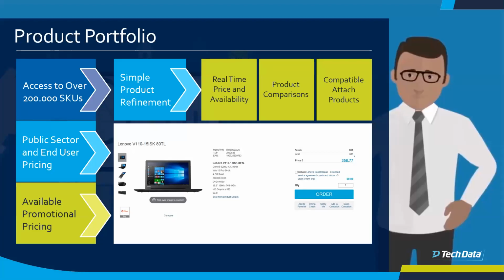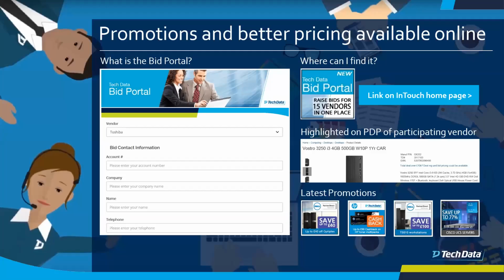Through simple product refinements, you've got access to real-time price and availability, product comparisons, compatible attached products, and also public sector and end user pricing, and then any available promotional pricing at product level, at SKU level. We'll also have access to the bid portal.